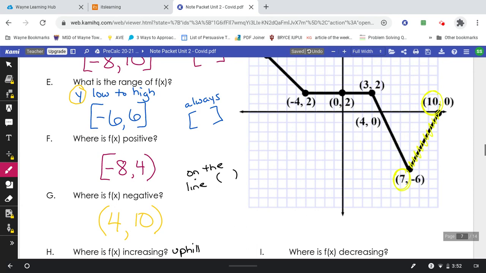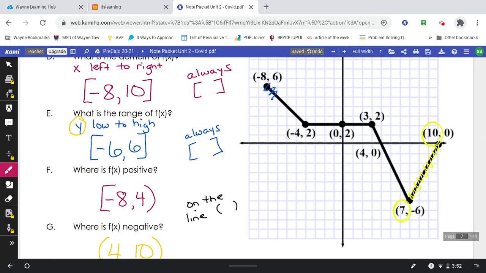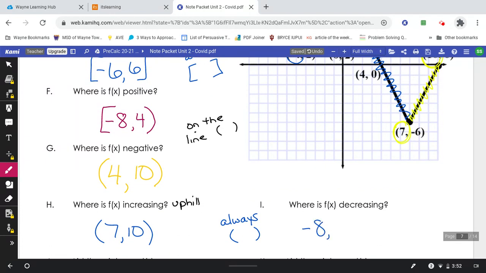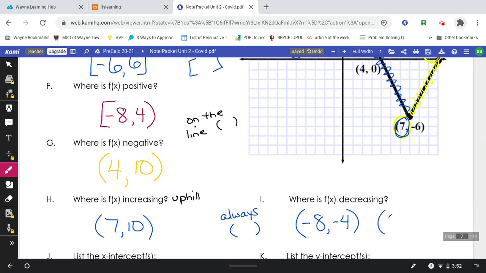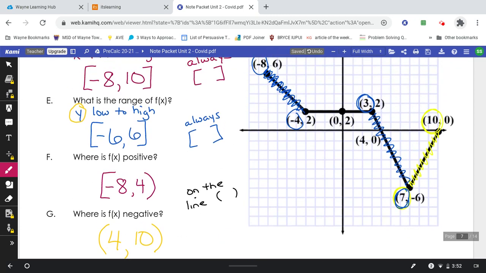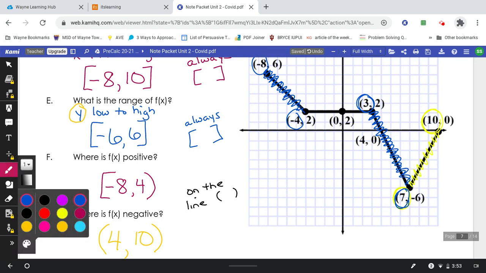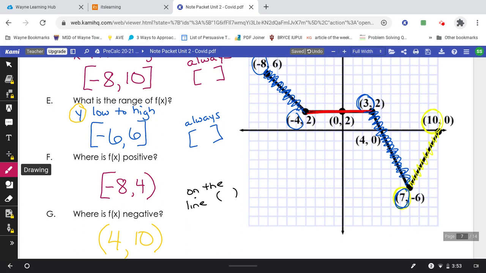All right, where's my graph decreasing? Well, let's take a look. I've got this little section here is decreasing, and then this little section here. And I'm going to write that as two separate things. I'm going to go from -8 to -4. We said always parentheses. And then from 3 to 7. From -8 to -4, and from 3 to 7, decreasing. This little section here in the middle is what we would call a constant. It's flat, has a slope of 0, so that would be considered a constant interval.